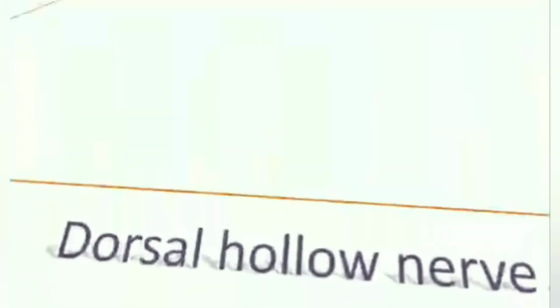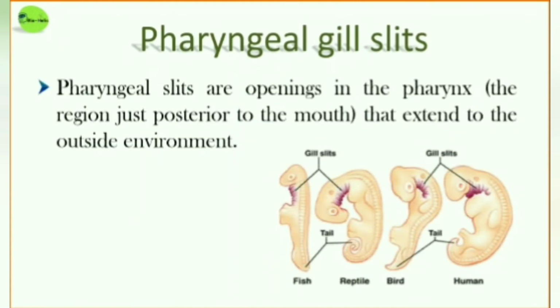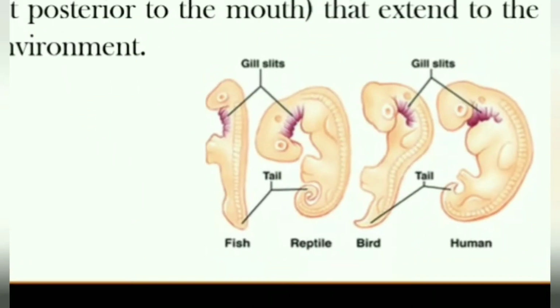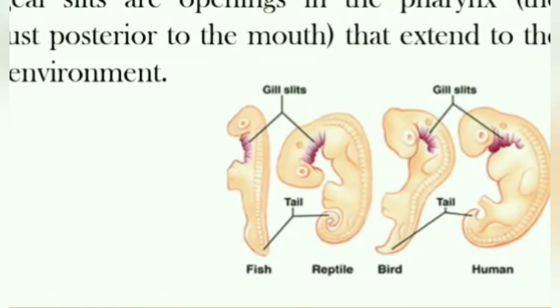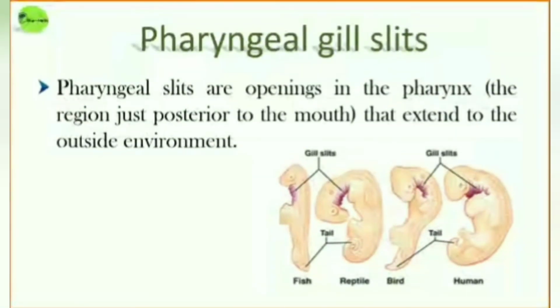Now the third feature is the pharyngeal gill slits. You can see this in this image. These are the gill slits. We humans also have gills. Now, we don't have them as adults, but we have gills in our embryonic stage. These gill slits are the openings in the pharynx, which extend to the outside environment.